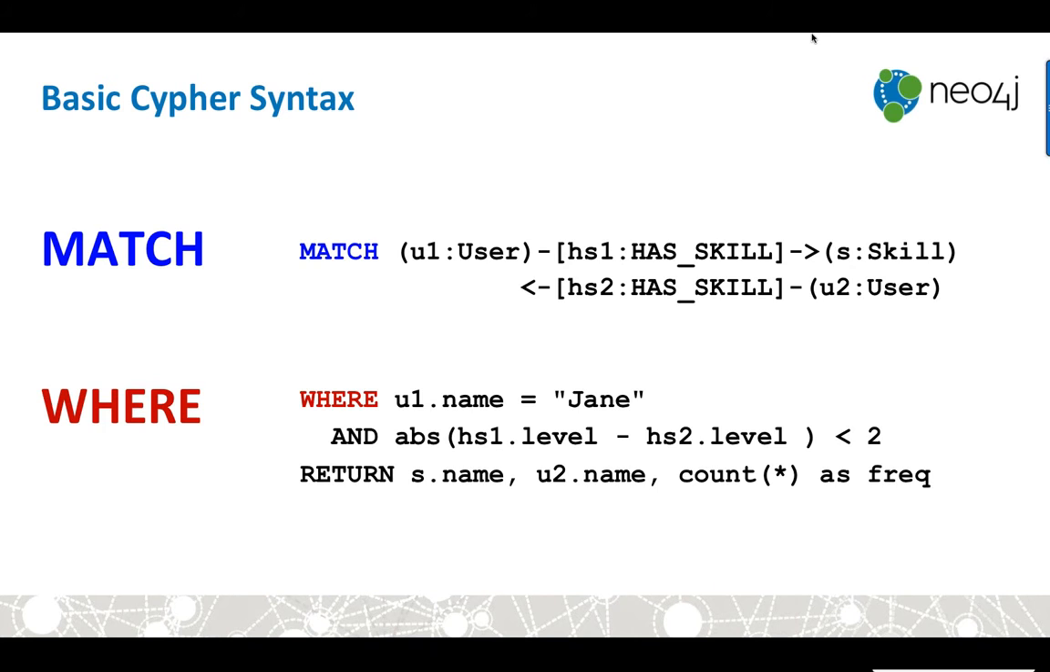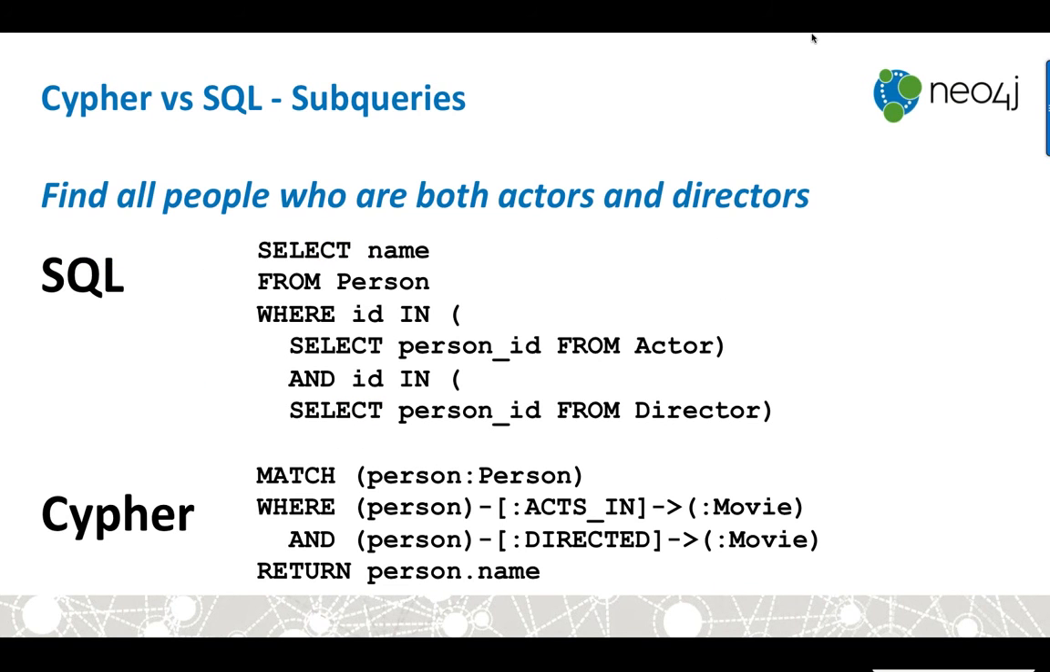It says, what are our starting points for traversal, and what are the restrictions that we should place on that traversal? So in this case, we're going to start at a node with a name of Jane, and then we're going to restrict our traversal to only look for people who have skills that are similar in level to each other. We don't want people that have a skill but at vastly different levels when we return the results of this query. And then you can see the return clause here. It looks very similar to SQL.